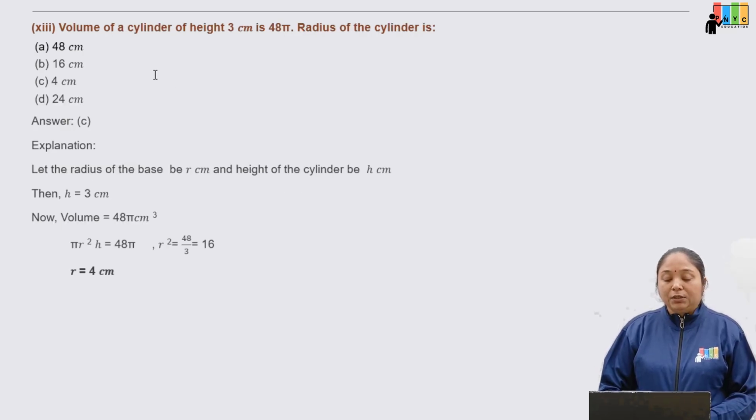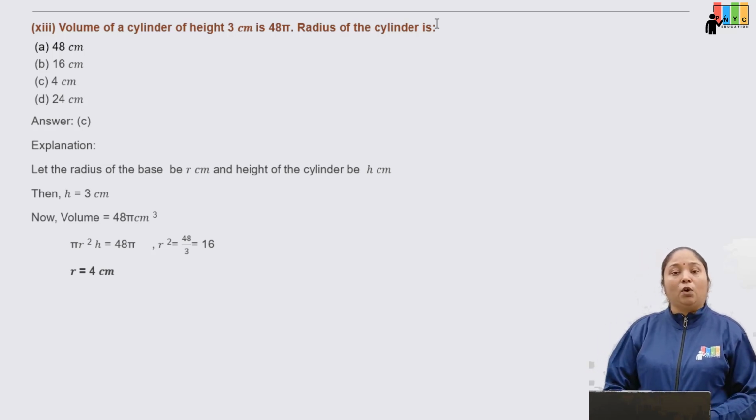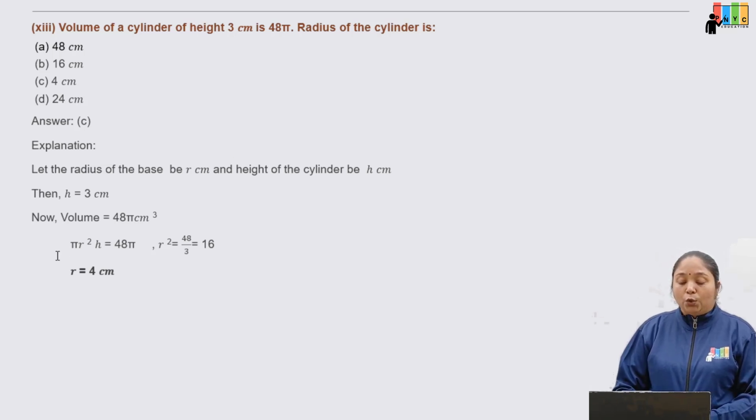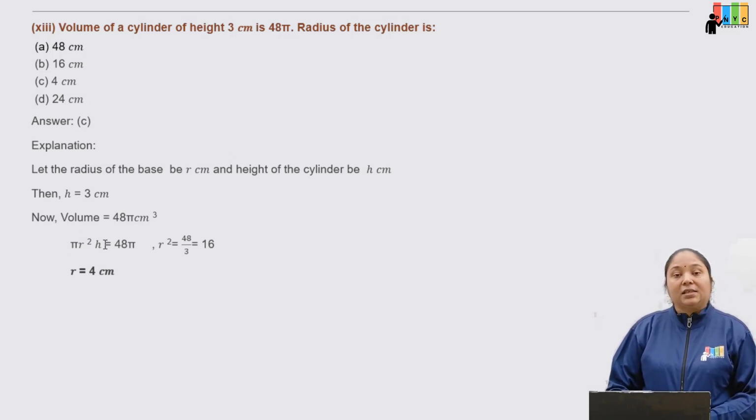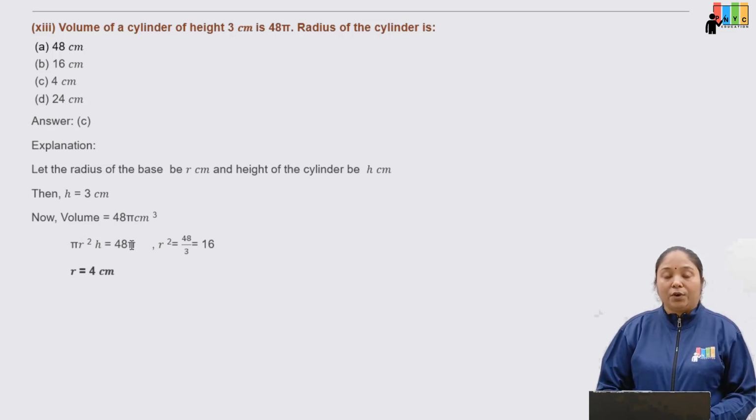13th question. The volume of a cylinder of height 3 cm is 48 pi. Now we need to find out the radius of the cylinder. What is given? Volume of the cylinder is given. So what is the formula for the volume of a cylinder? V is equal to pi r square h. So pi r square h is equal to 48 pi is given. Height is given, h is equal to 3 centimeter.